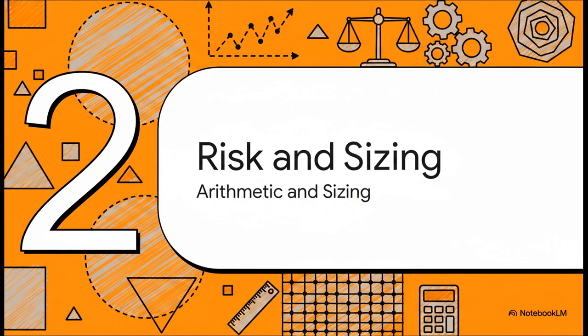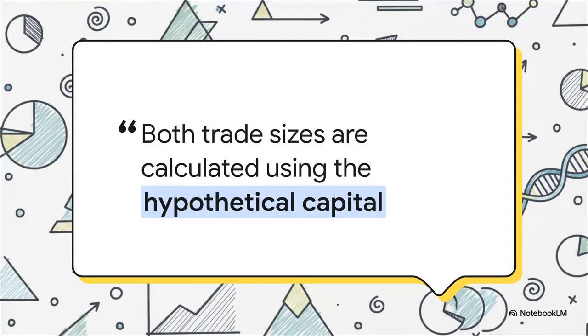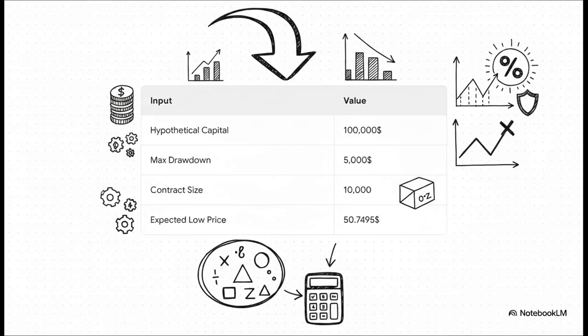Section 2. Risk and position sizing. Right here, we're going to log the specific arithmetic driving the risk preview and sizing. For this part of the documentation, the system provides a mandatory rule that must be stated exactly as written to ensure absolute adherence to its calculus. So here it is. Both trade sizes are calculated using the hypothetical capital, the investor's maximum allowed drawdown, the third triangle domain percentage, the risk coefficient, and the contract size. Let's break down how those exact inputs populate on screen.